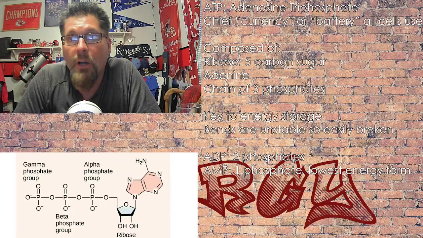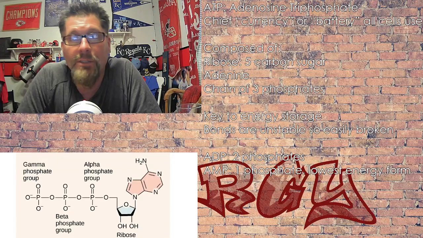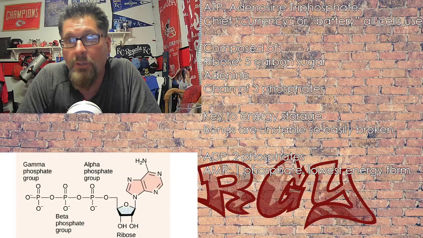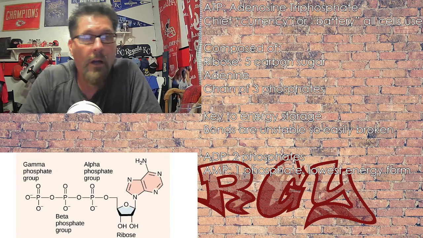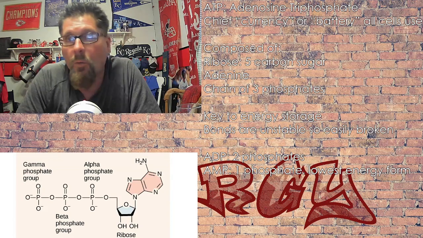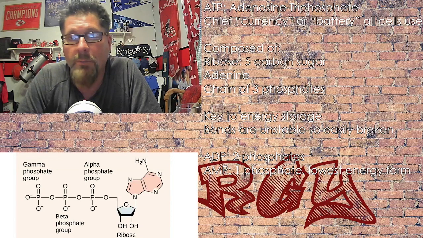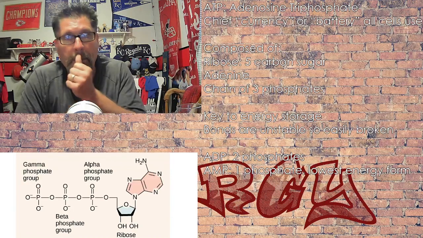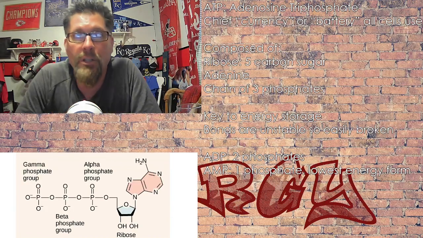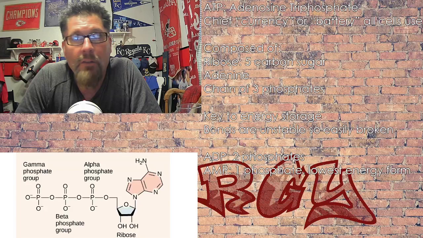Now when we're talking ATP, the first thing we want to recognize is that this is the energy supplier for the cell. You can think of it as the battery, you can think of it as currency, whatever your mental concept is, but it's the one that supplies the energy that gets everything done for the cell.